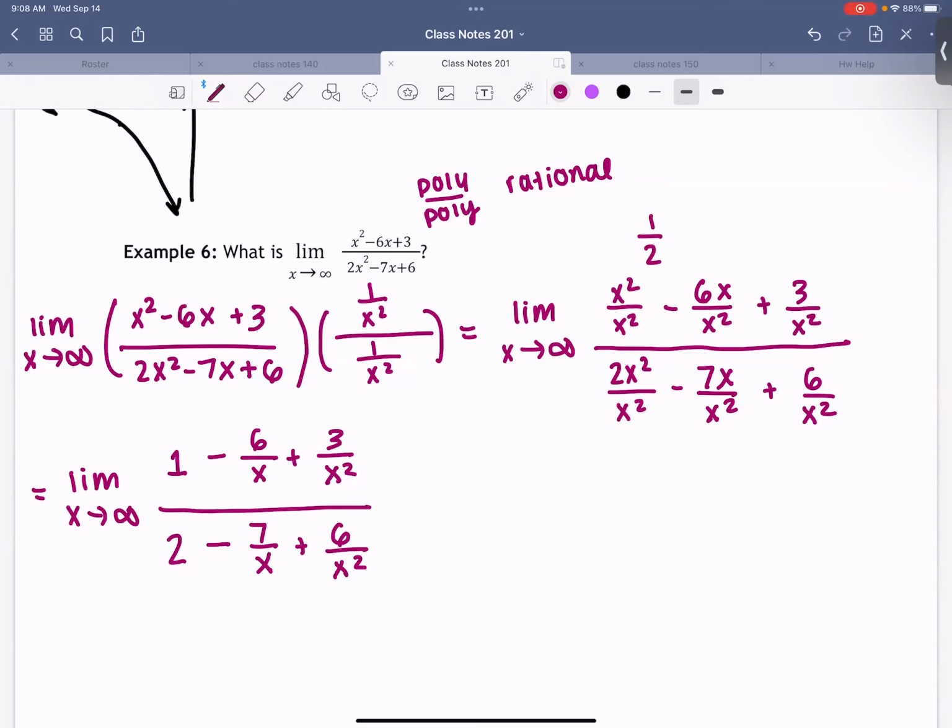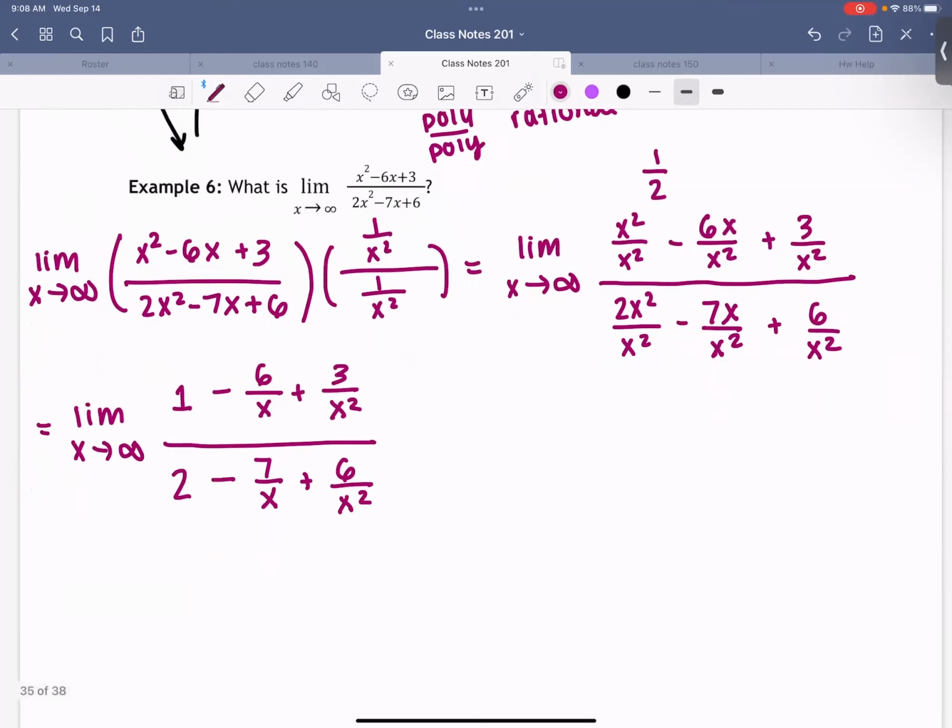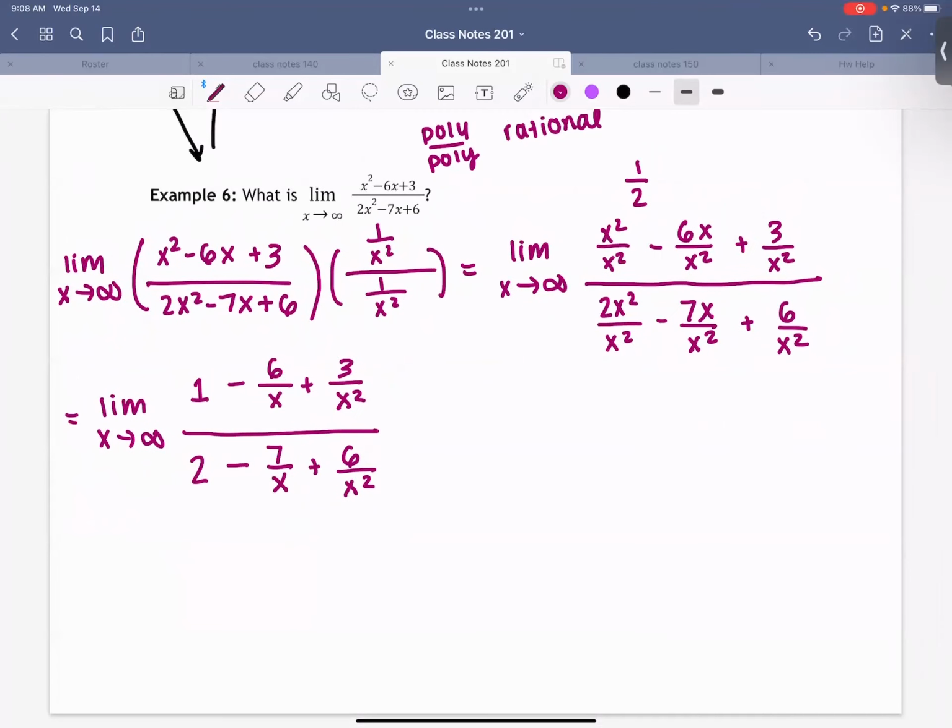Now we're getting closer to something that might help us, okay? Now, as we have been looking at graphs of rational functions, we know what the graph of like 1 over x is, right? That looks like this, right? And what was the limit as x approaches infinity of 1 over x, for example? 0. 0, right? And what about 1 over x squared? That graph looks like this. What's the limit as x approaches infinity of 1 over x squared? Still 0. Still 0, right?